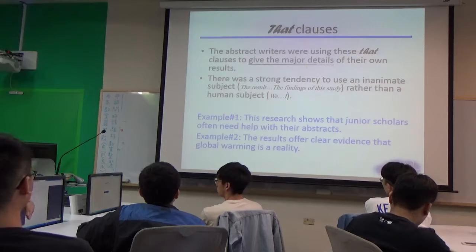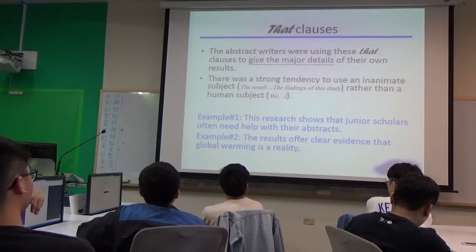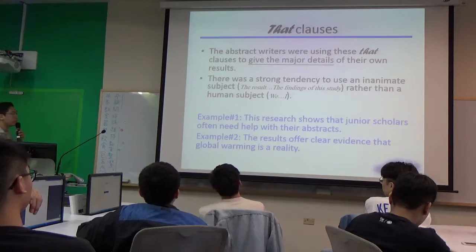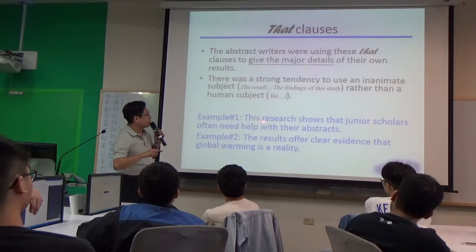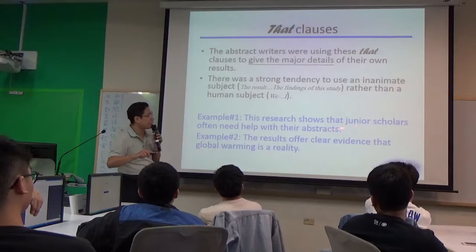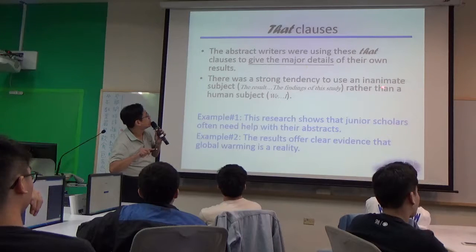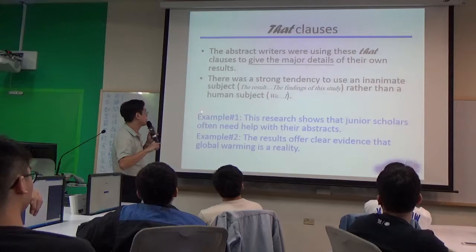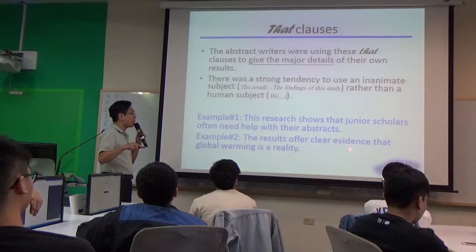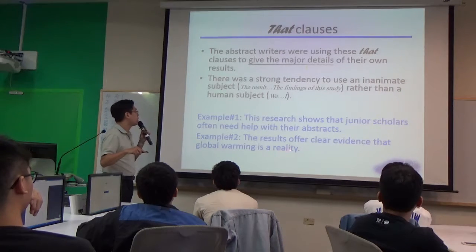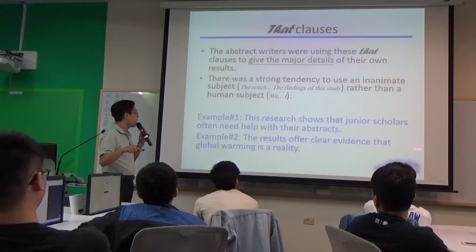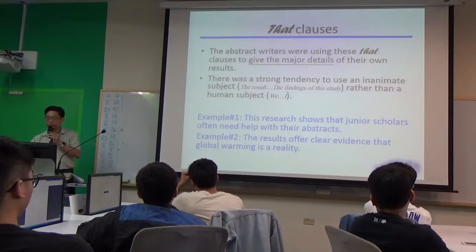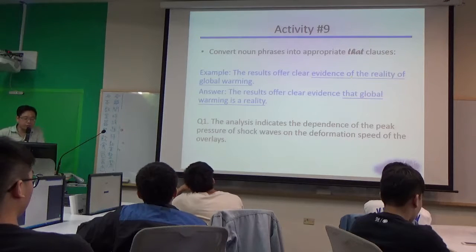Okay. So this is the first example. This research shows that a junior scholar often needs help with their abstract. Okay? So this is a that clause. It shows that something here. Okay? That clause. And this one is using an inanimate subject. This research. Okay, so this is an example. Another example. The results offer clear evidence that global warming is a reality. Something. Okay, so that counts. But this looks like result. Okay, and this is an example.